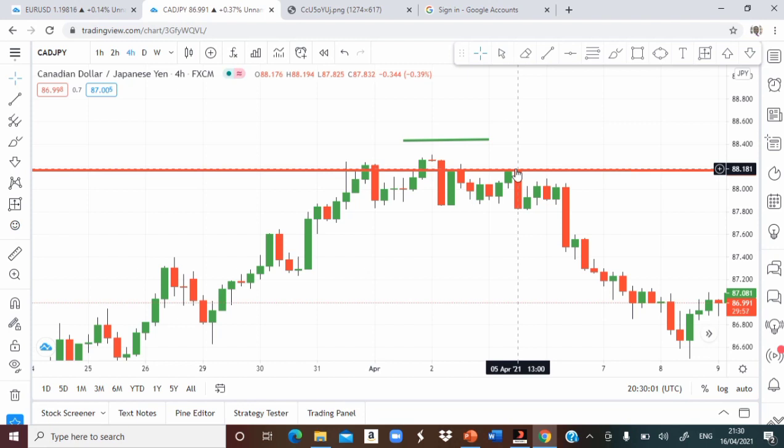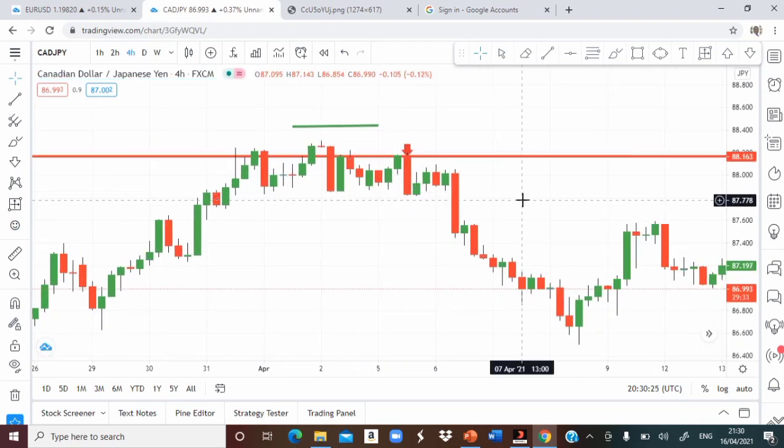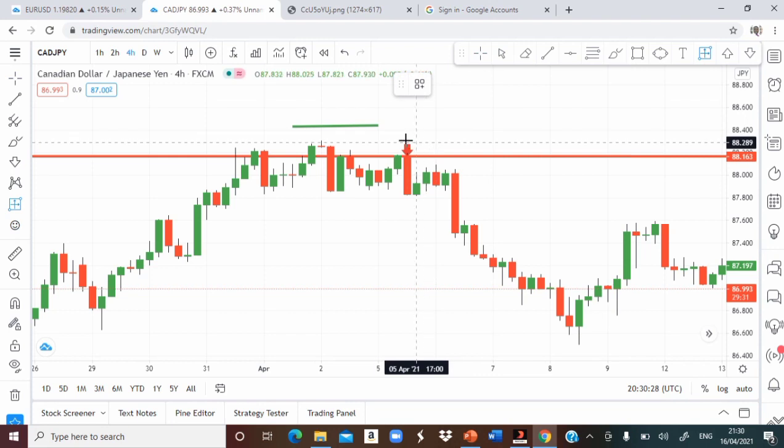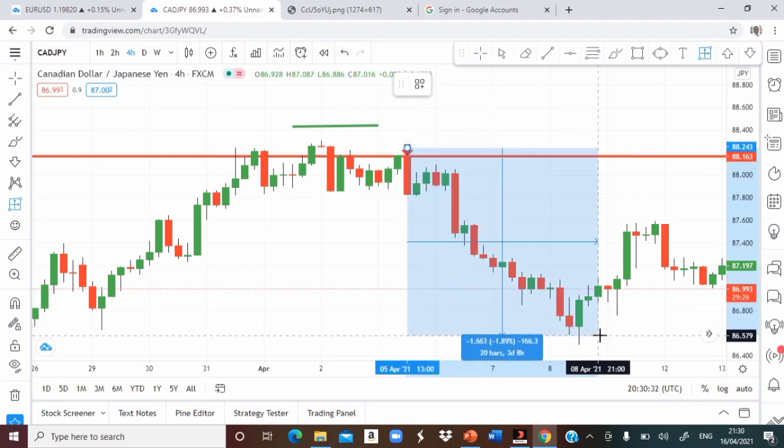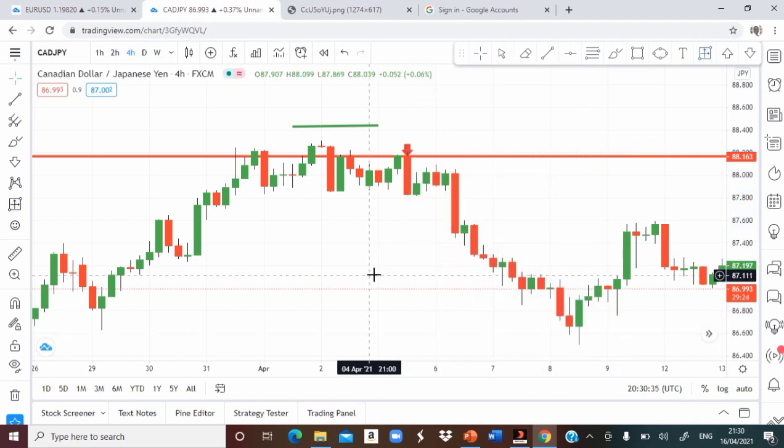Look at another nice entry. After this retest candlestick, this red one now, you would have taken your sell. It's a very nice entry. You can aggressively enter here, or conservatively enter with this second retest. Then look at how many pips you have made. Let's calculate how many pips the price moved. Look at almost 170 pips. So this is for a sell.